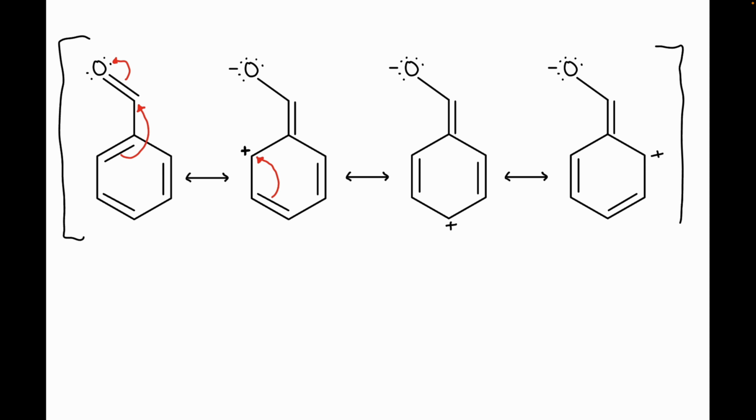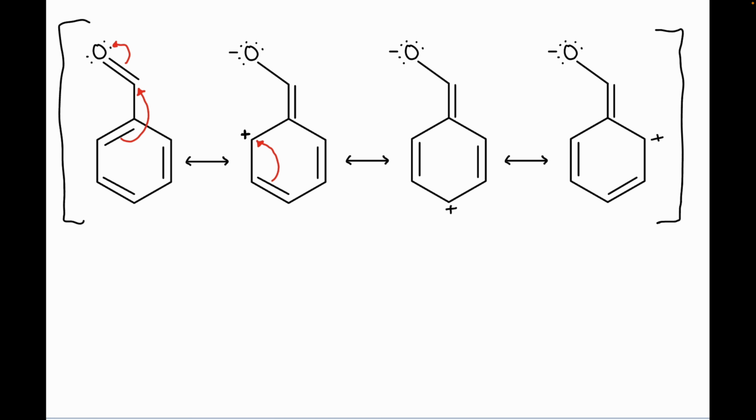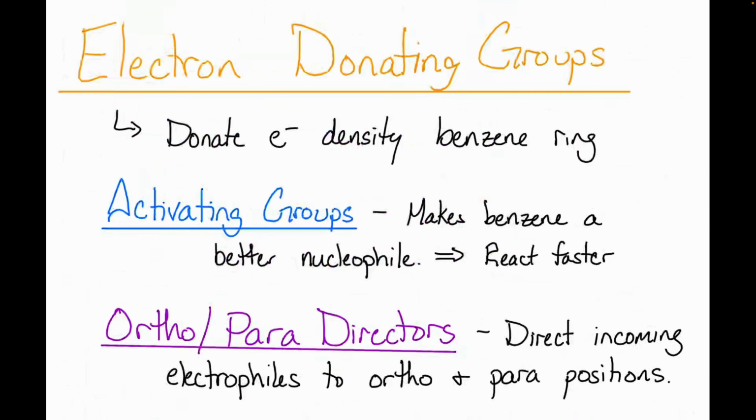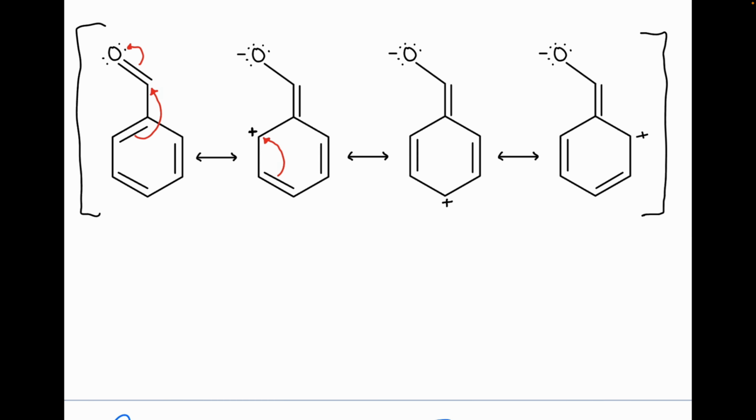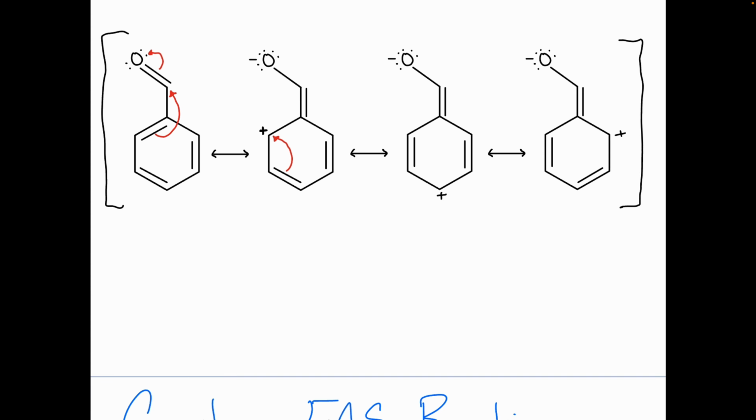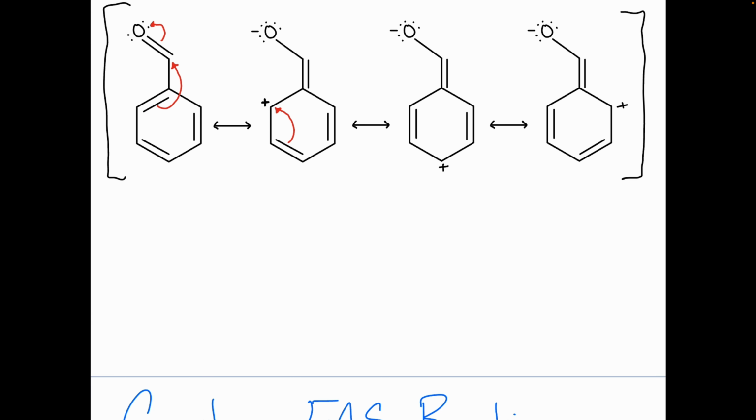All right, and just like before, we're going to put these in brackets to remind ourselves that they're all true at the same time here. All right, so for our electron donating groups, we saw this negative charge being bounced around our ring, meaning that we have this extra electron density in certain positions. For our electron withdrawing groups, we see the exact opposite. Now we have this positive charge being bounced around our ring, which means that when we look at a molecule of benzaldehyde, we want to see on these carbons that relative lack of electron density, that partial positive charge.